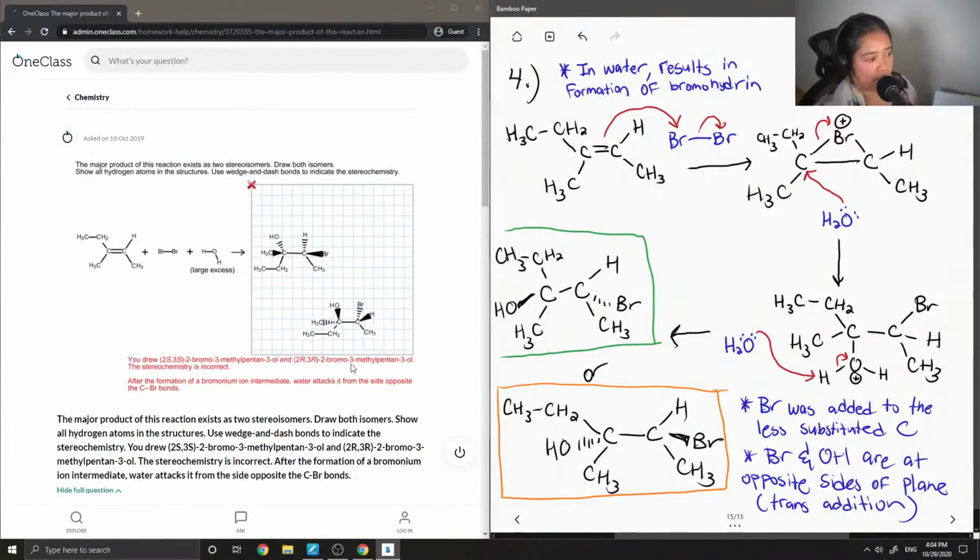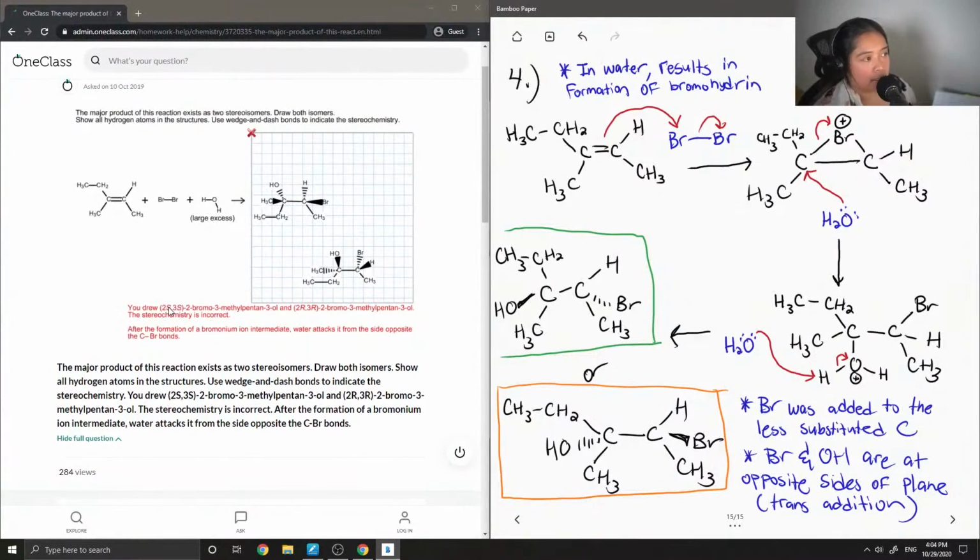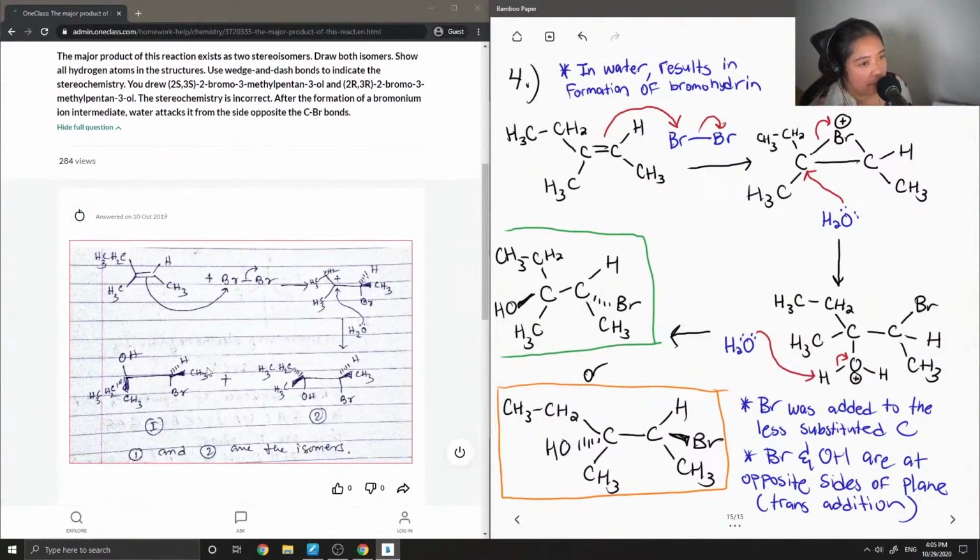Okay, so let's look at the answer from our junior tutor. And you can also see that the question kind of gives a hint when they got it wrong. It says the stereochemistry is incorrect. After the formation of a bromonium ion intermediate, water attacks it from the side opposite the carbon-bromine bonds. So this person put alcohol and the bromine kind of looks like they're on the same side. Let's see what our junior tutor said.